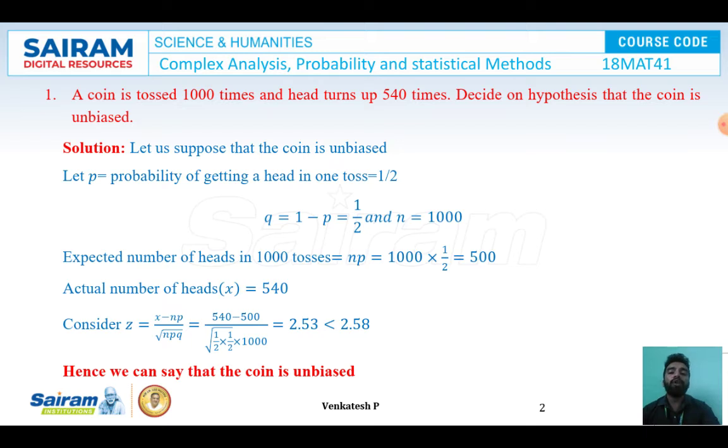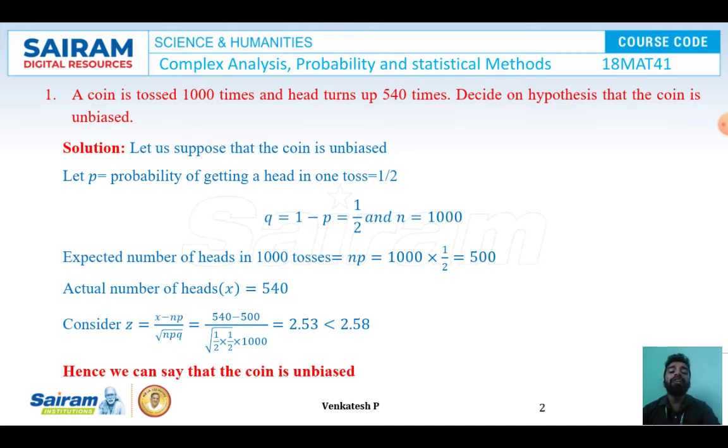As we know, when tossing a coin one time, the possible outcomes will be either head or tail. So in total we have two outcomes. Now the chance of getting one head out of two outcomes is 1 by 2. So the value of P will be equal to 1 by 2. And Q is nothing but 1 minus P. By calculating this, Q is equal to 1 by 2.